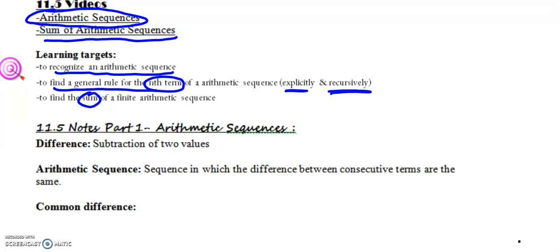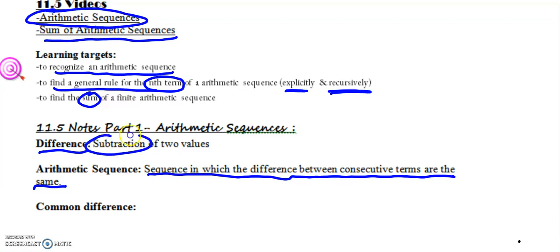So the question is, what is an arithmetic sequence? Well, it is a sequence in which the difference between consecutive terms is the same. A difference is really the subtraction of two values. So if you're looking at a bunch of numbers and the differences between them are consistent, that's what makes it arithmetic. And again, the word consecutive really means numbers next to each other.